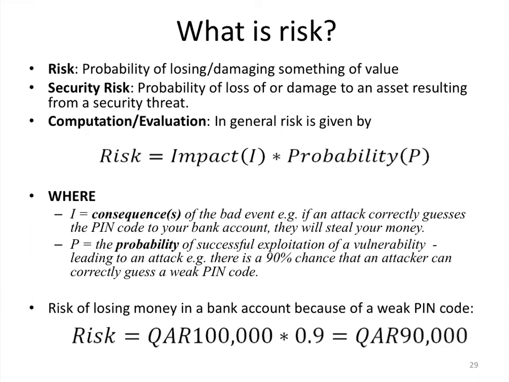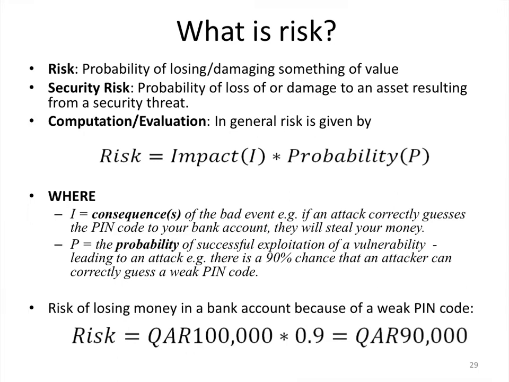So if something has a big value, then you try to minimize that probability. If something has less value, say you are trying to access a system that has some information, but this information is not confidential, it's not critical, then you don't really care so much about the strength. Even if the probability is a little bit high, the risk is still low because the impact here is low.